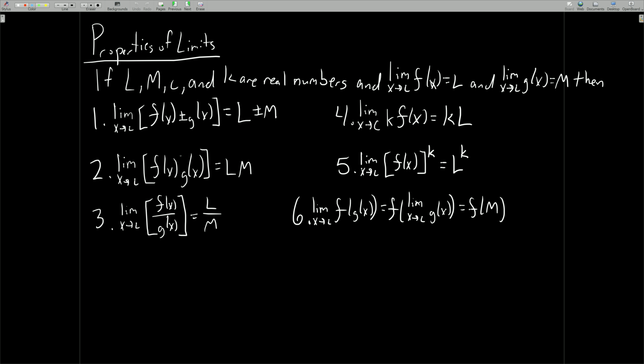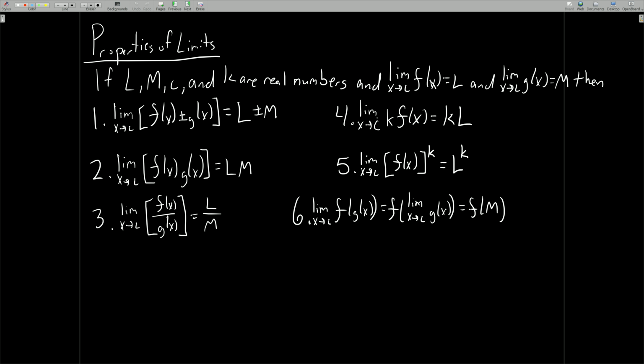Now if you have the limit of two functions multiplied together, then you take the limit of the first and multiply it by the limit of the second. If you have the limit of two functions in a fraction, divided by each other, then you split the limit. You have the limit of the first function f of x, and then you divide it by the limit of g of x.